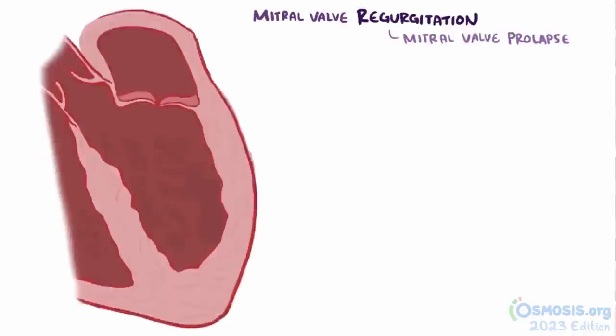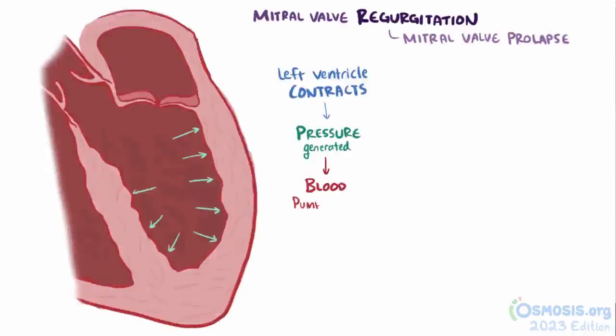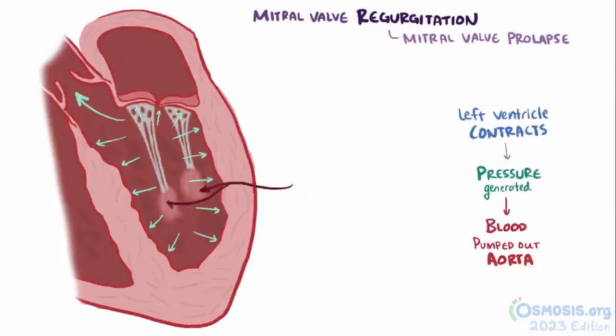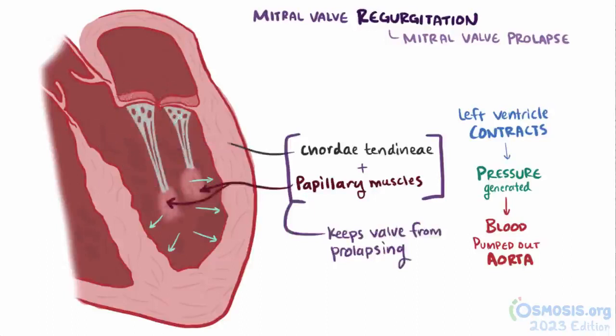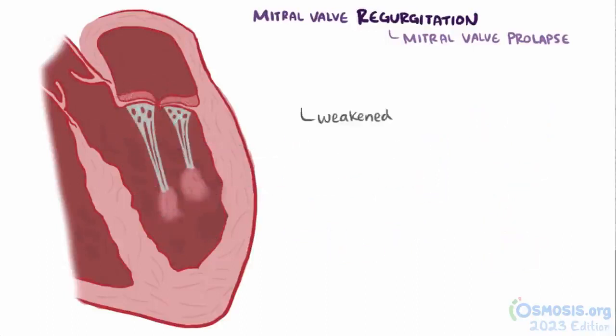When the left ventricle contracts during systole, a ton of pressure is generated, so the blood can be pumped out the aortic valve. So a lot of pressure pushes on that closed mitral valve. But normally the papillary muscles and connective tissue called chordae tendineae, or heartstrings, keep the valve from prolapsing or falling back into the atrium.